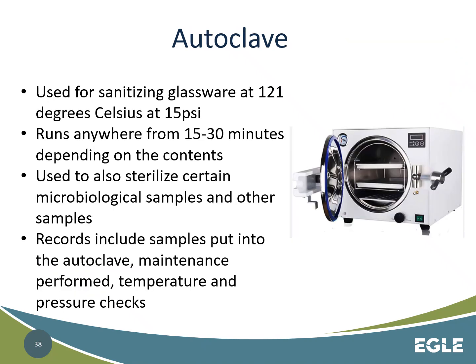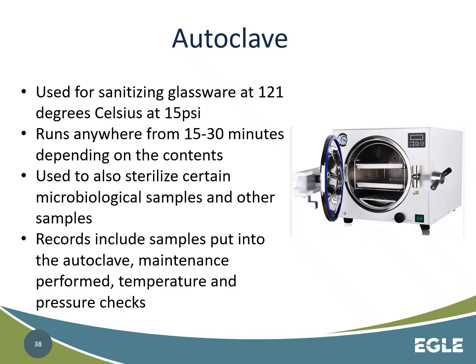The next thing we're going to talk about is autoclaves. So autoclaves are used to clean your glassware and to destroy any biological samples that may have been used. All right, it sterilizes them, and it can be used to sterilize some other samples too. The main function of it, though, is to clean and make sure that glassware is safe to be used. So it sanitizes glassware at 121 degrees Celsius at 15 psi. It typically runs anywhere from 15 to 30 minutes. It just depends on the contents that are put in there.